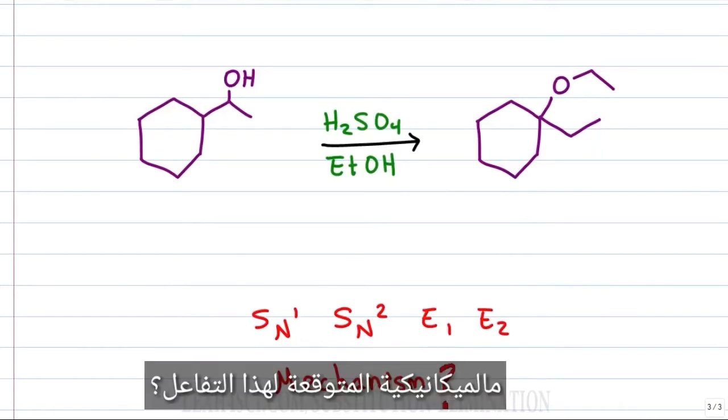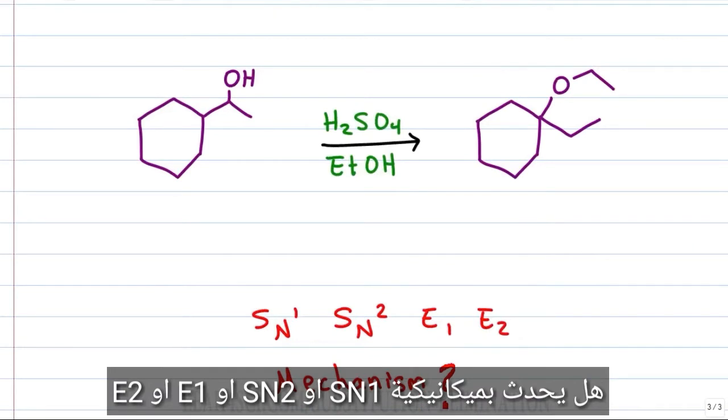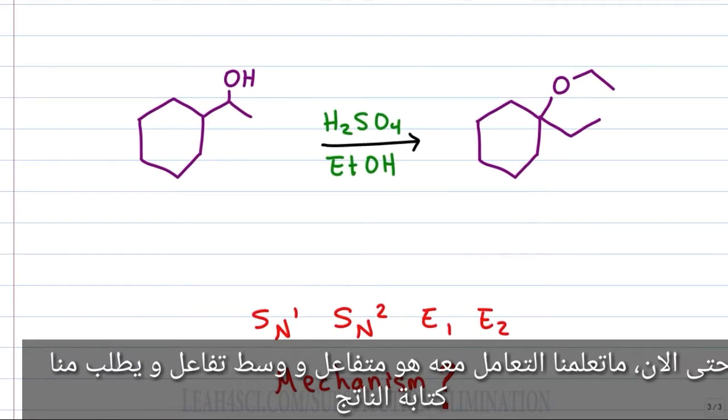Take a look at this reaction. Do you think it happens through SN1, SN2, E1, or E2? Up to now, we've been looking at a reactant and a set of conditions and asked to come up with a product, and we learned how to do that.